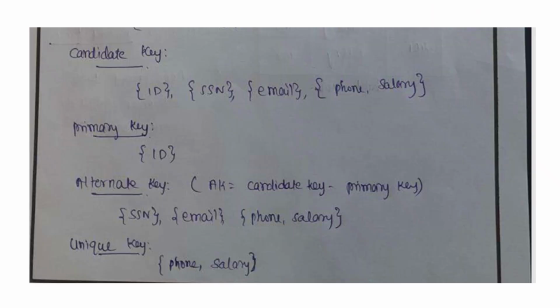Next, primary key. Primary key is a very important key in DBMS for creating tables. For SQL queries also we use the keyword primary key. The primary key attribute should contain unique values. It should not have any null values and no repetition; it should have unique values.